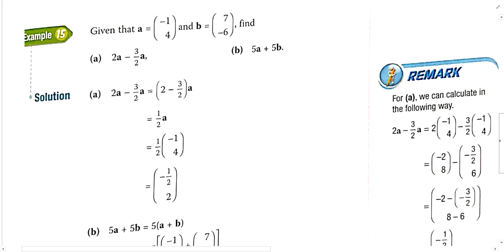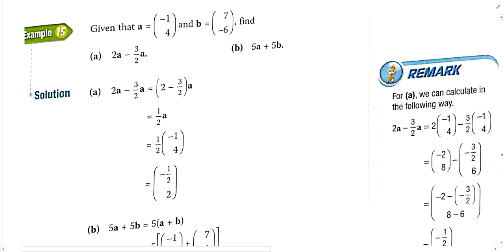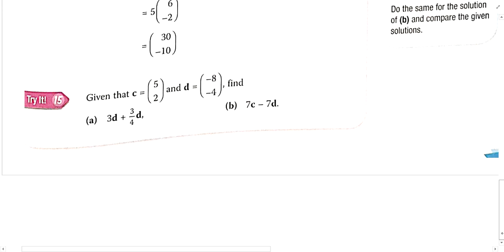Okay, so let's practice. Let's not do example 15 because I think you all know how to do it. Let's do try 15, 3 minutes.